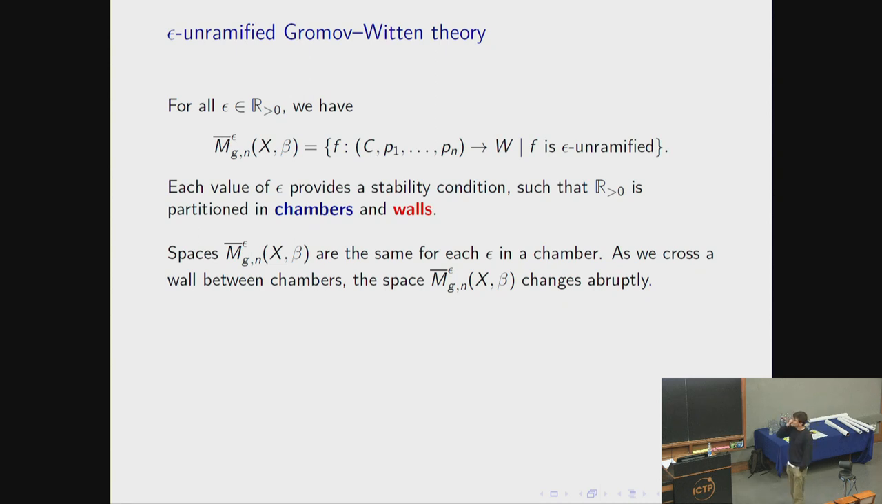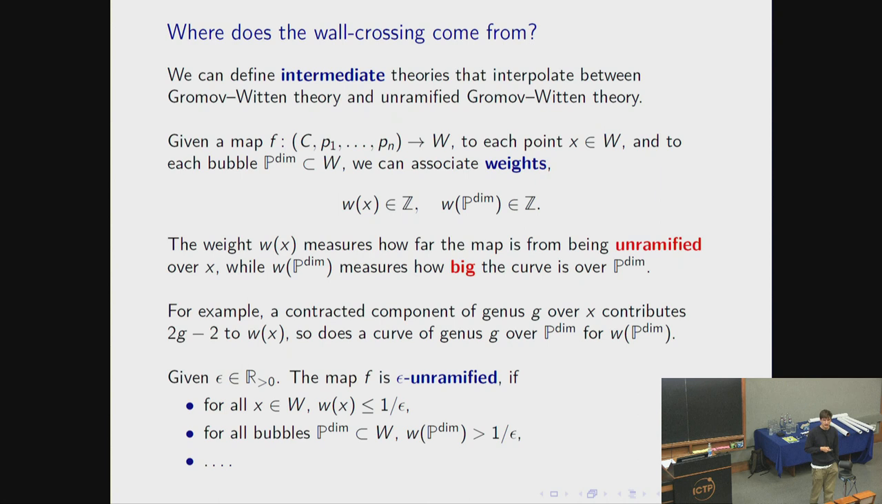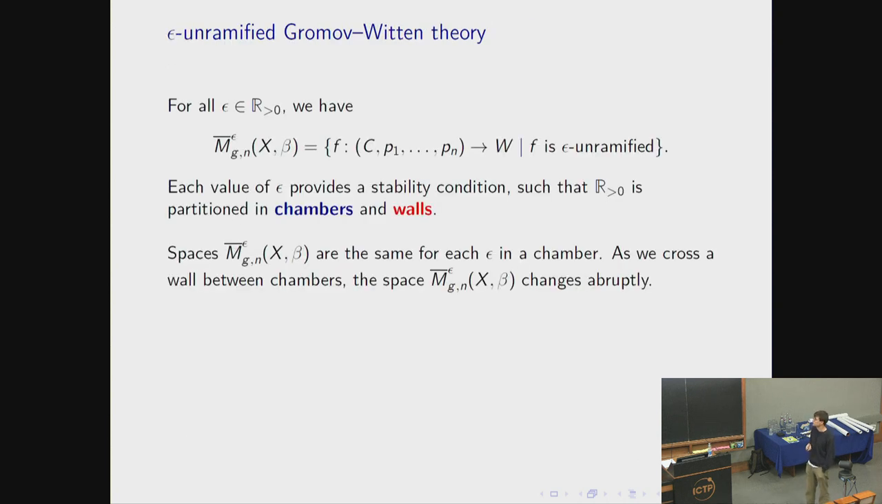So you have these moduli spaces of epsilon ramified maps. And so the half real line is partitioned into chambers and walls. Inside chambers, the spaces are the same. And across the wall, the space suddenly changes discontinuously. Actually, by the definition of our weights, which are integers, the walls will be just integers. But it's still useful to view this epsilon parameter as a continuous parameter.